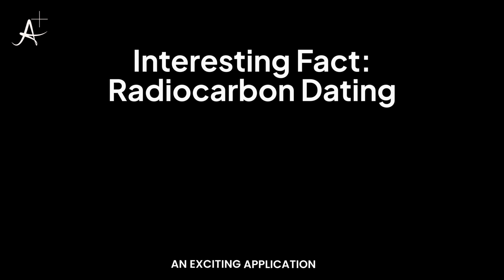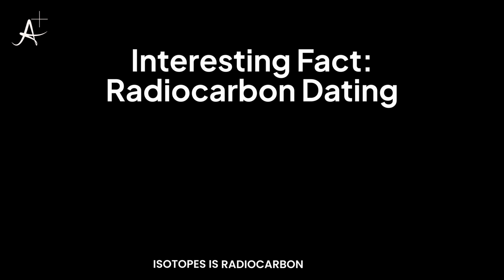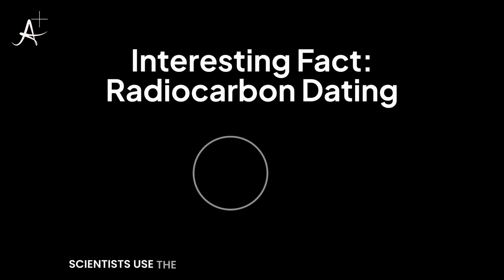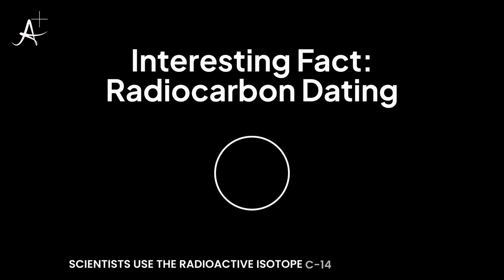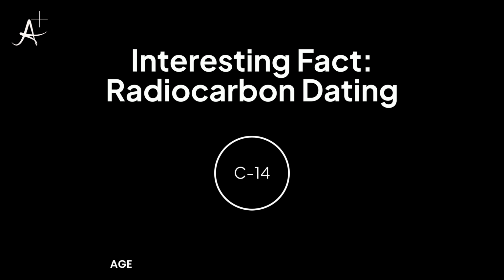An exciting application of isotopes is radiocarbon dating. Scientists use the radioactive isotope C14 to determine the age of organic materials, like wood or fabric. For example, ancient objects such as the wrappings of a mummy can be dated by measuring the remaining amount of C14. Over time, this isotope decays at a steady rate, and the leftover quantity allows researchers to calculate the object's age accurately.